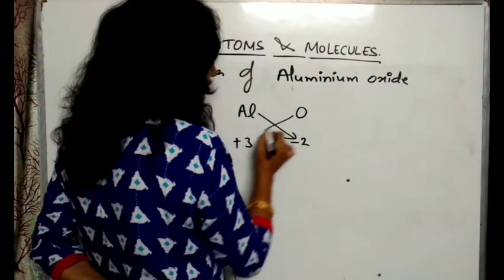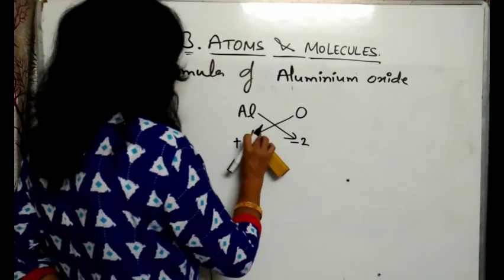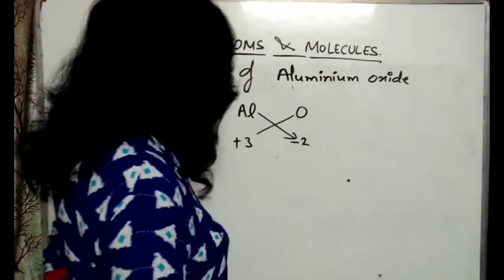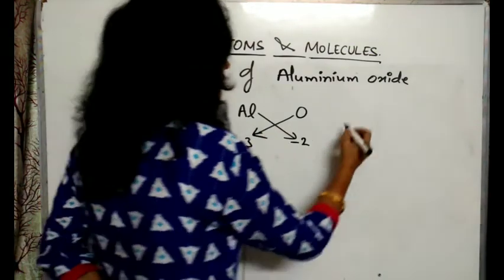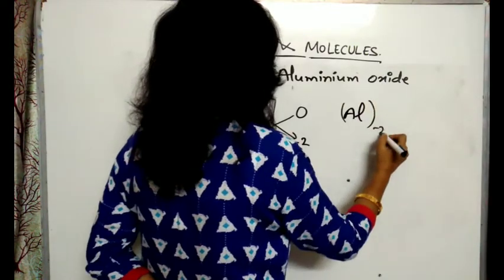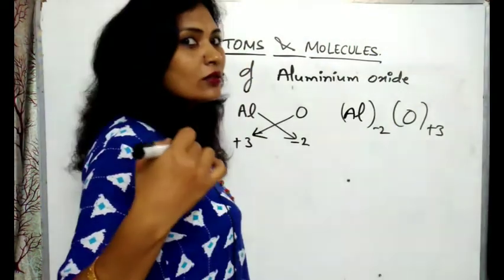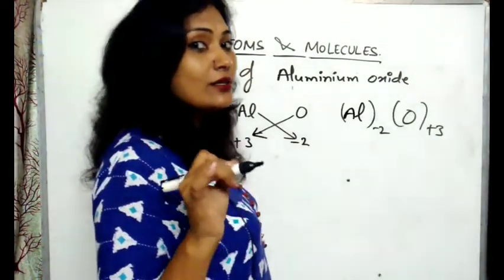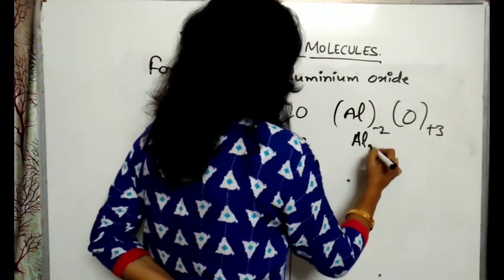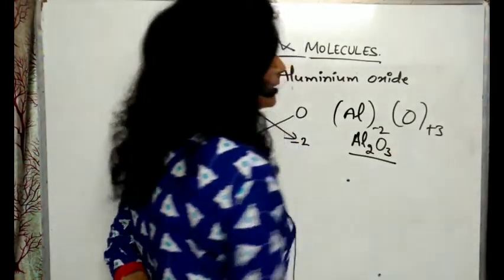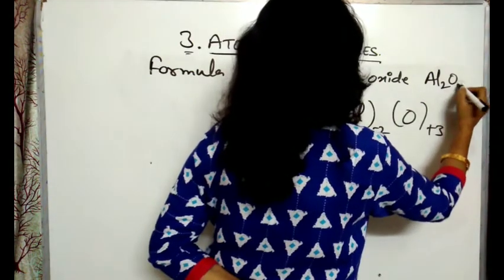What will you do? You will write the valency at the base of the element and after that cross the valencies. So cross the valency: Al minus 2 and O plus 3. What we will do? Take off the brackets and ignore the sign also. So what will we write? Al2O3. This is the formula of aluminium oxide.